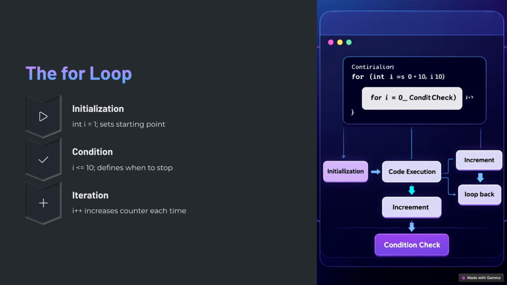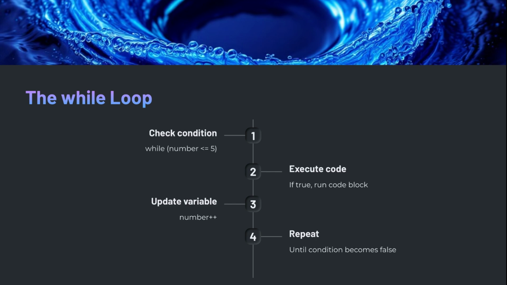But what if we don't know how many times a loop should run? That's where the while loop is useful. It runs as long as a certain condition is true. Here, the loop keeps running until number reaches 5. This is great when working with user input, data processing, or real-time events.